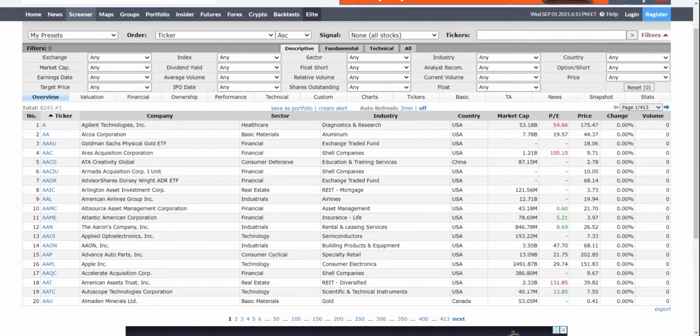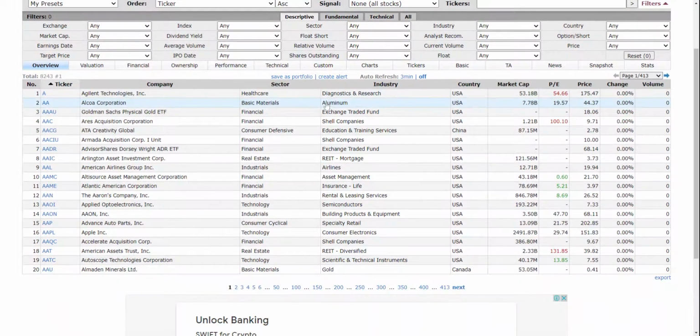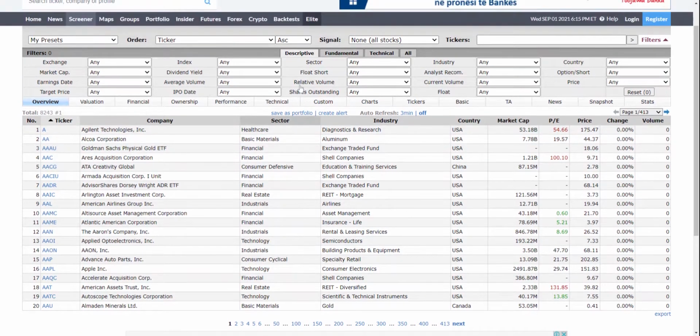The first thing you want to do is have the screener on your screen. If you have this, you're all good to go. From here, click on this Descriptive tab right here. I already clicked that, so you want to click on that. Then we're going to be filling in the average volume. Along the way, I will explain what each filter means. You can also hover over it and it will tell you, but I will try to explain in my own words.